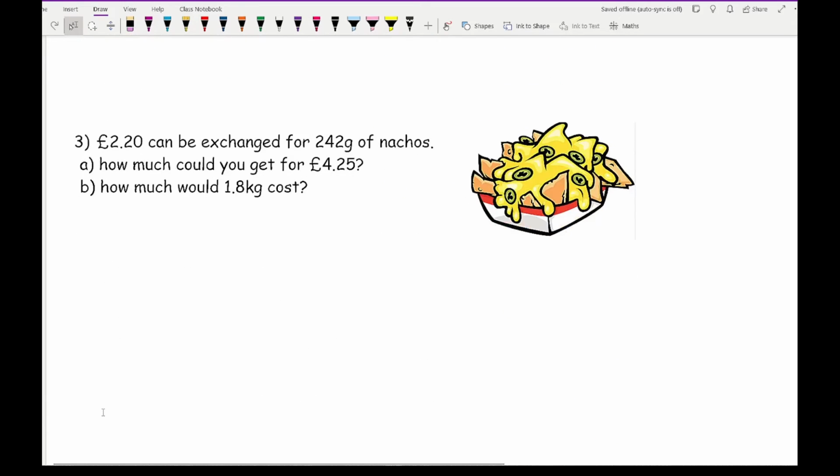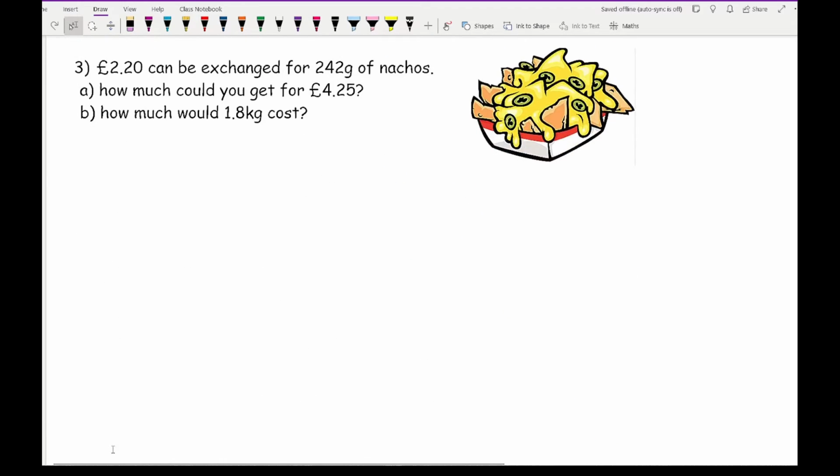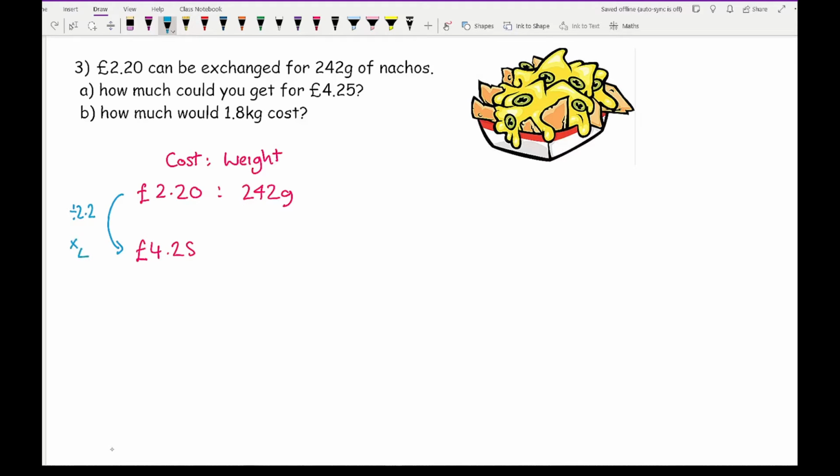Then moving on to question 3, it says that £2.20 can be exchanged for 242 grams of nachos. How much could you get for £4.25? So here, let's look at the cost, and then we've got the weight. From the information that we know, this is £2.20 and the weight is 242 grams, and we want to get to £4.25. So to get from there to there, to get 2.2 down to 1, we divide by 2.2 and then we multiply by 4.25.